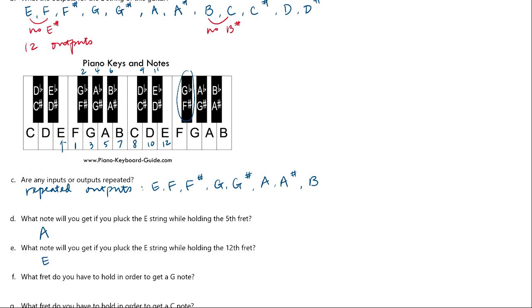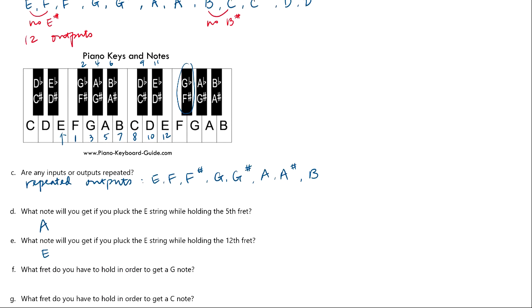And if that makes sense to you, then we can move on to this, but otherwise take some time to look at the keyboard to make sure this process of knowing the input to figure out the output still makes sense to you. Now for parts F and G, we're looking at the situation where we want to find out what fret you have to hold in order to get a G note, and also what fret you have to hold in order to get a C note over here.